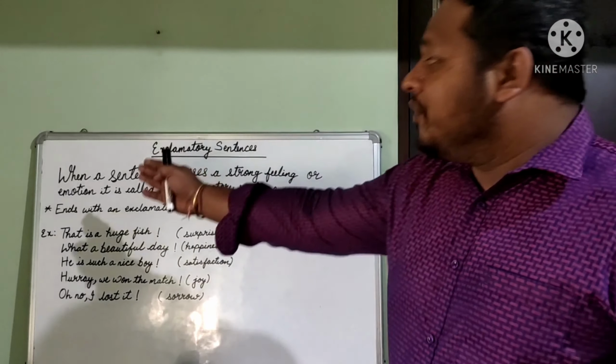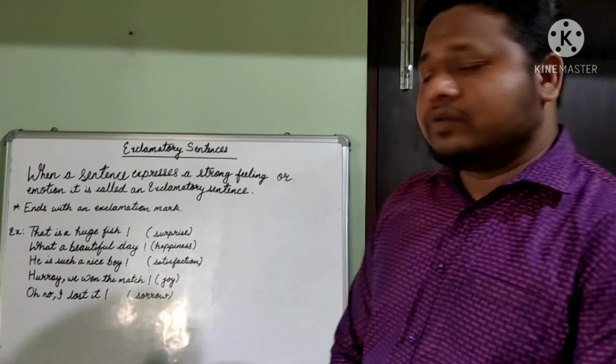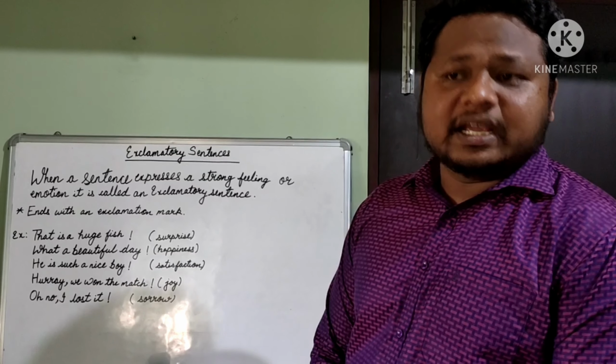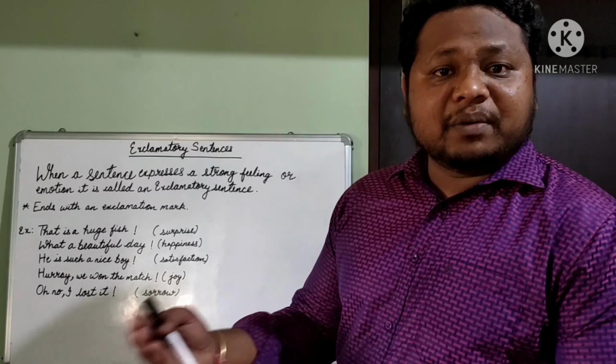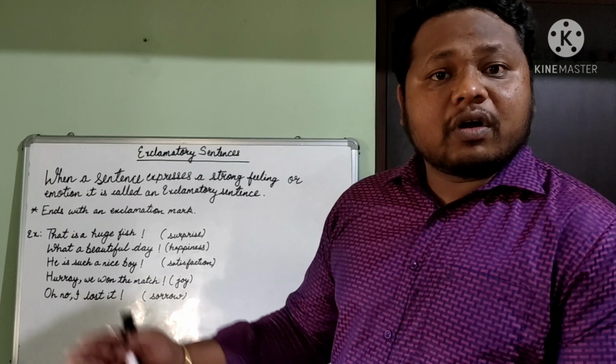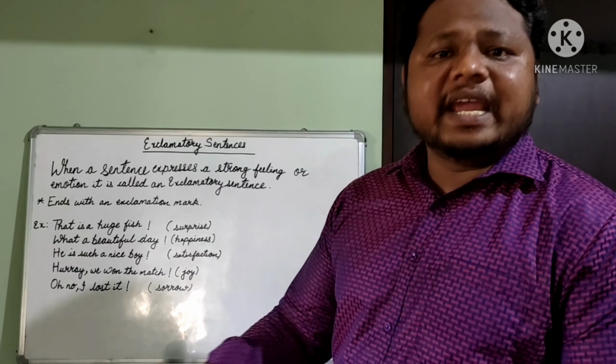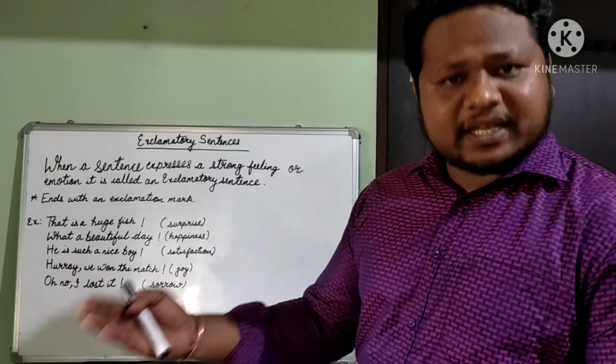Exclamatory sentences. When a sentence expresses a strong feeling or emotion, it is called an exclamatory sentence. Strong feelings like surprise, joy, happiness, sorrow, these are all strong feelings. So when we speak a sentence out of these feelings, it is called an exclamatory sentence.